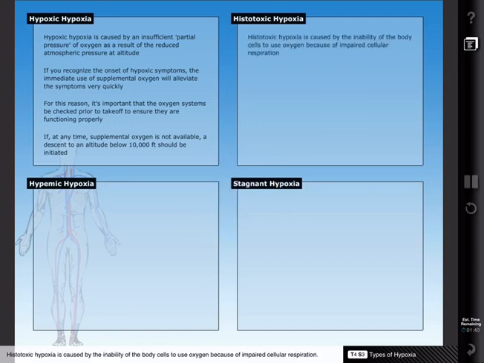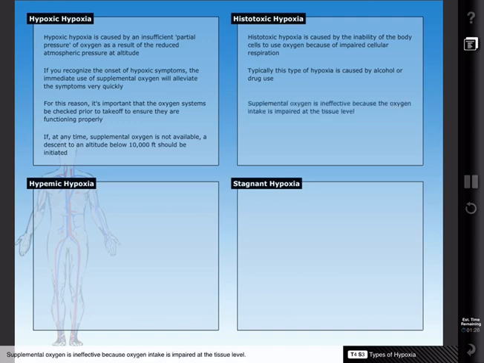Histotoxic hypoxia is caused by the inability of the body cells to use oxygen because of impaired cellular respiration. Typically, this type of hypoxia is caused by alcohol or drug use. Supplemental oxygen is ineffective because oxygen intake is impaired at the tissue level. The only way to avoid this type of hypoxia is to abstain from using alcohol or drugs prior to a flight.